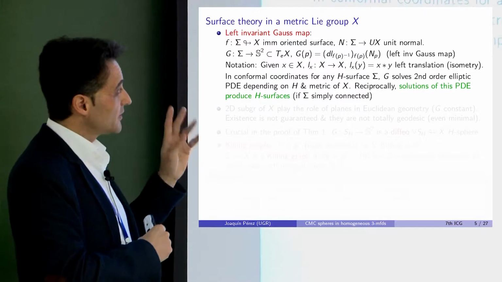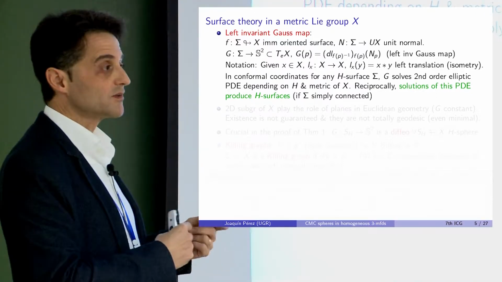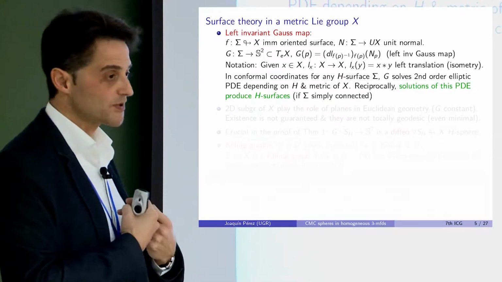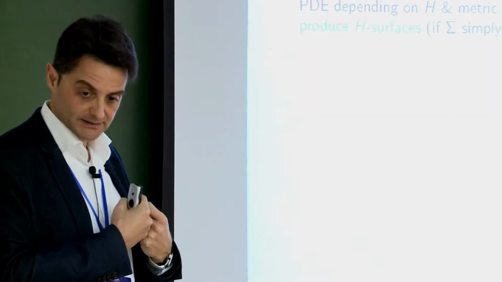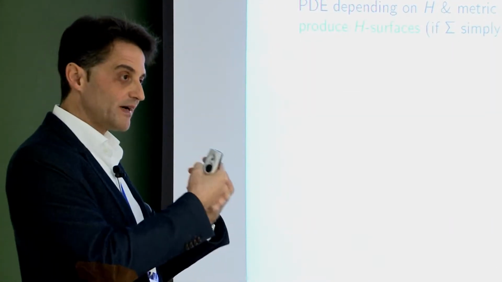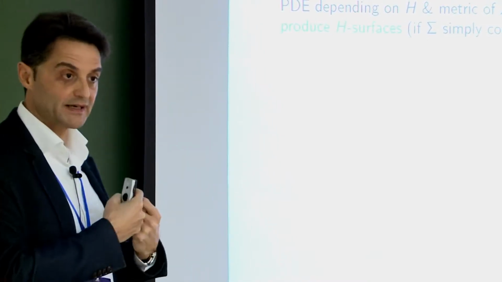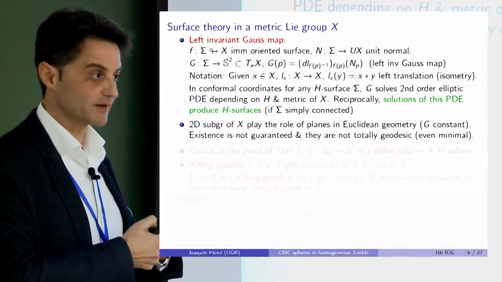Depending on H and also depending on the metric of the ambient space, also the left invariant metric. And conversely, the same thing as in R3. If you give me one solution of this PDE, at least locally, I can find an immersion of a surface of constant mean curvature H whose left invariant Gauss map is the solution of the PDE you gave me. Okay?